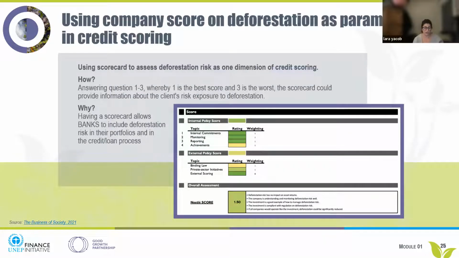So the scorecard format is also something that banks use, and it brings together a multitude of risk, and it allows for the application of weighting for each type of risk.